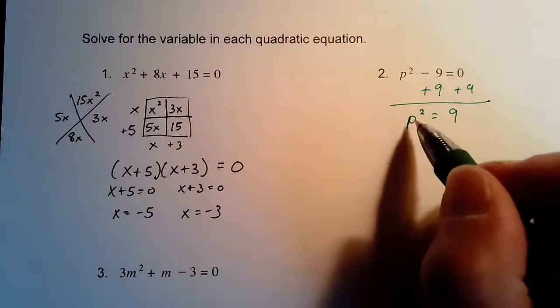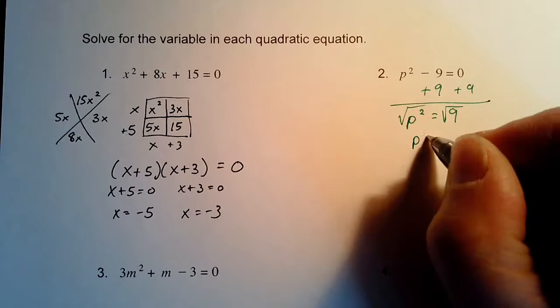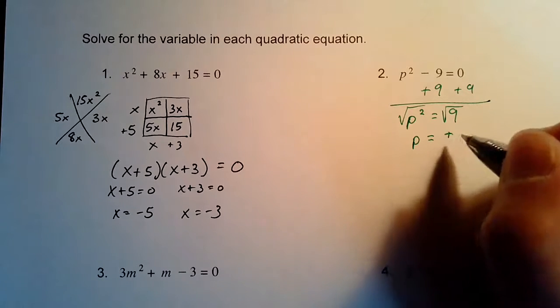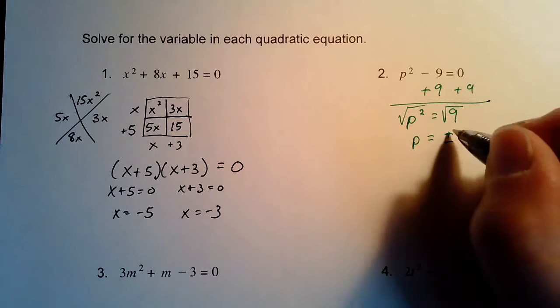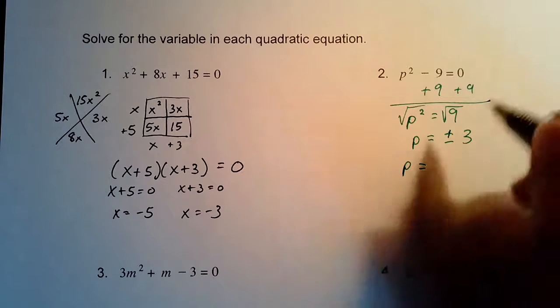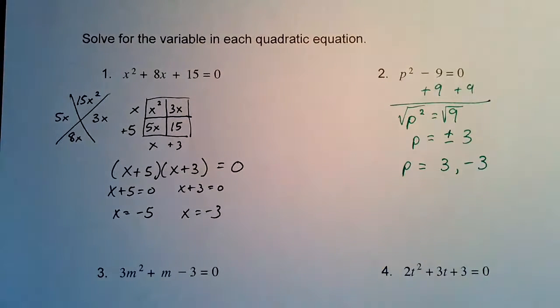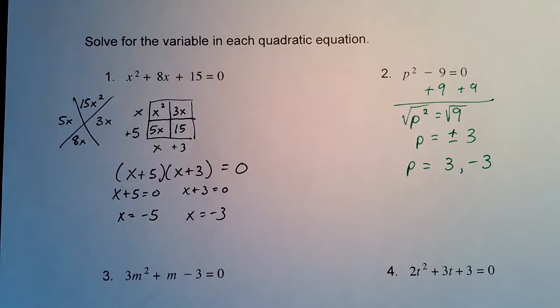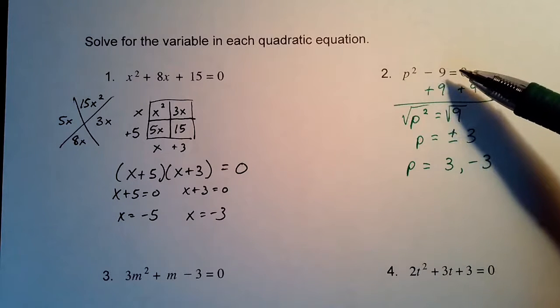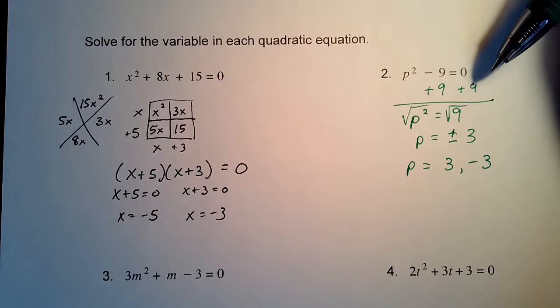And then to get what p is equal to, I just have to square root both sides. But we have to do the positive and the negative of the square root of 9. So that's going to be plus or minus 3. So our solutions for this one, p could equal a positive 3, and it could equal a negative 3. Now, this was also the difference of two perfect squares, so you could solve this by factoring. You can also use the quadratic formula, but when it's missing the middle term, this is probably the fastest route to solving that quadratic equation.